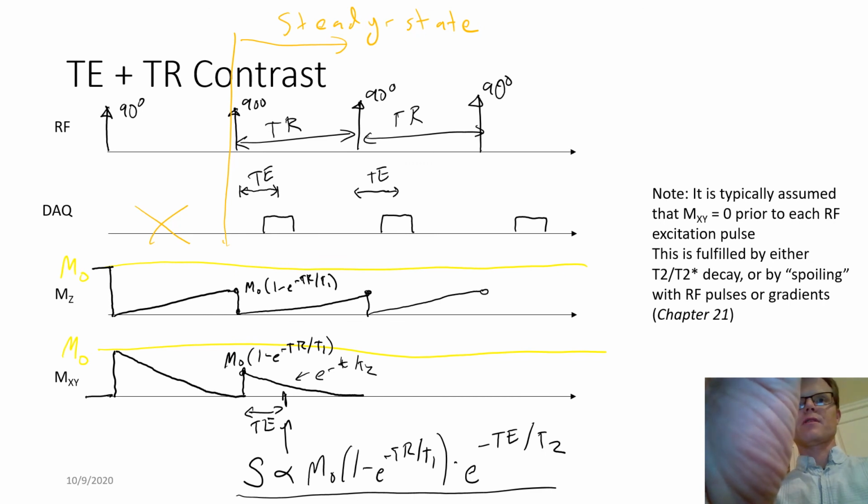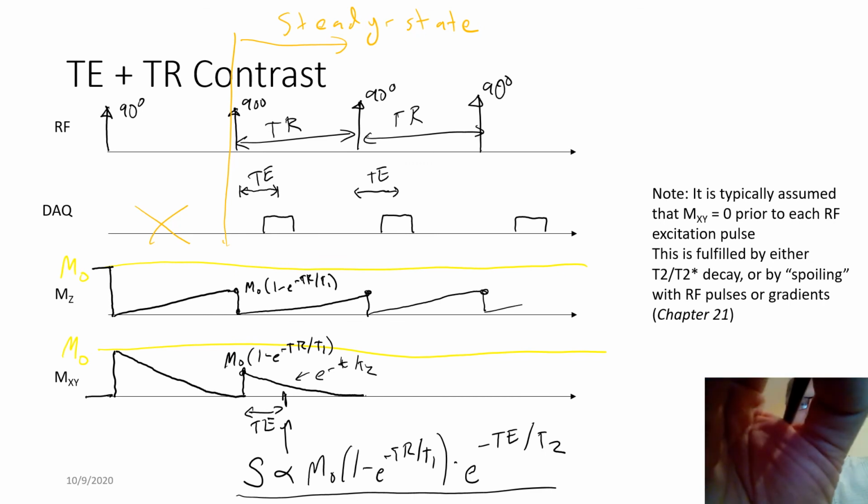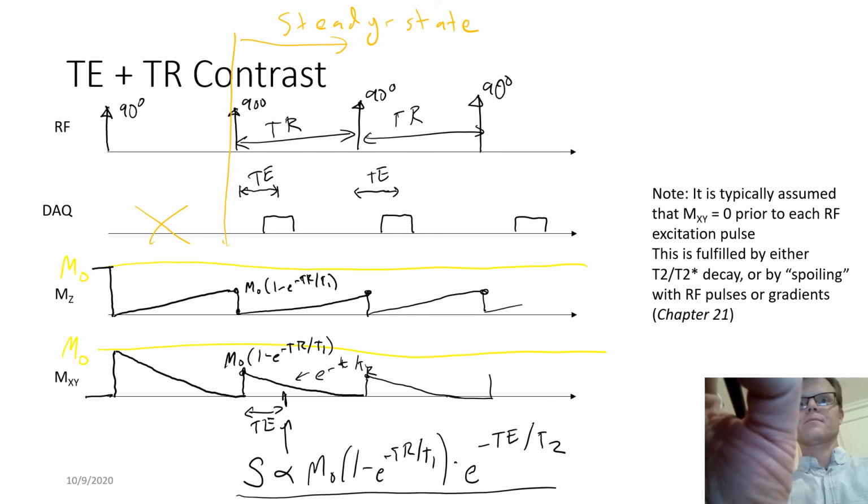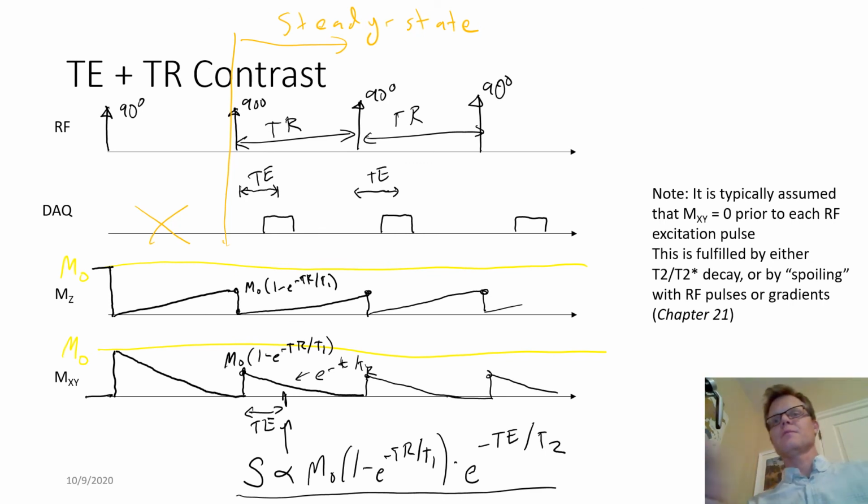And we're in the steady state out here, so this behavior is simply identical between subsequent TRs. Now you can see there's the note on the side here that we typically assume that the transverse magnetization has either decayed to zero by the next RF excitation, or that we use this concept called spoiling, which will be covered in chapter 21. So there you have an equation for TE and TR, and how they're going to determine T1 and T2 weighting in this type of repeated 90-degree RF pulse.